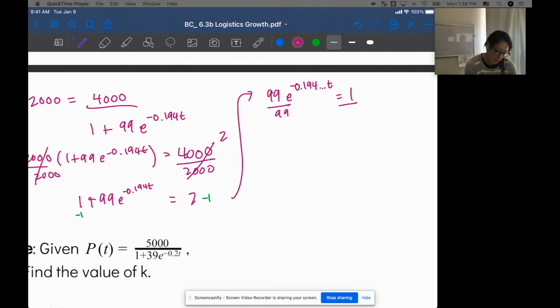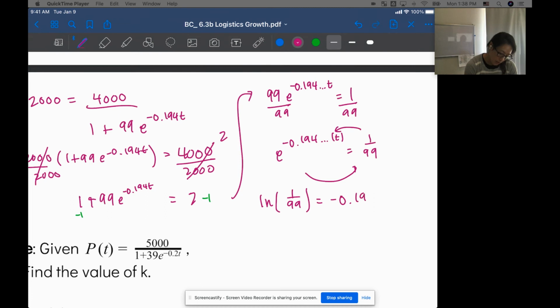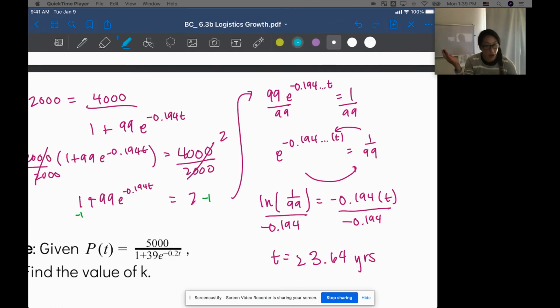Divide by 99. So I get e to the negative 0.194 times t is equal to 1 over 99. Change our form to isolate our exponent. So I have the ln of 1 over 99 is equal to negative 0.194 times t. Divide by negative 0.194. So I get t is equal to 23.64 years. Ta-da!